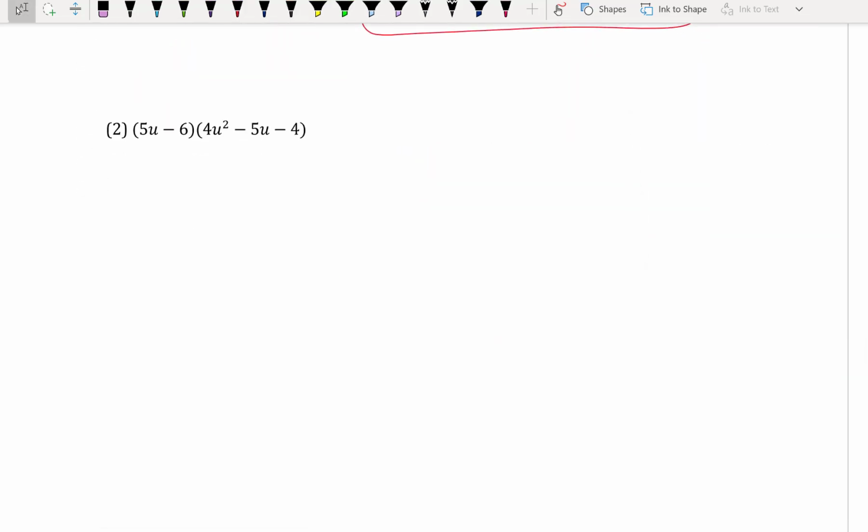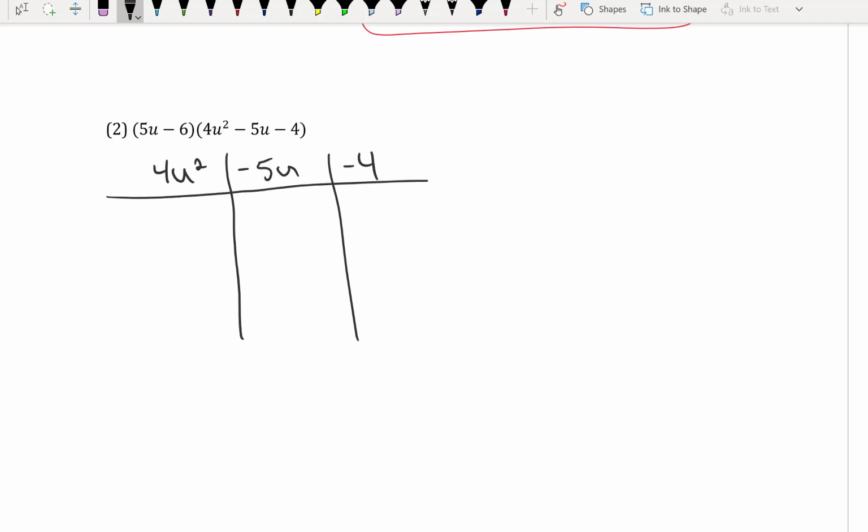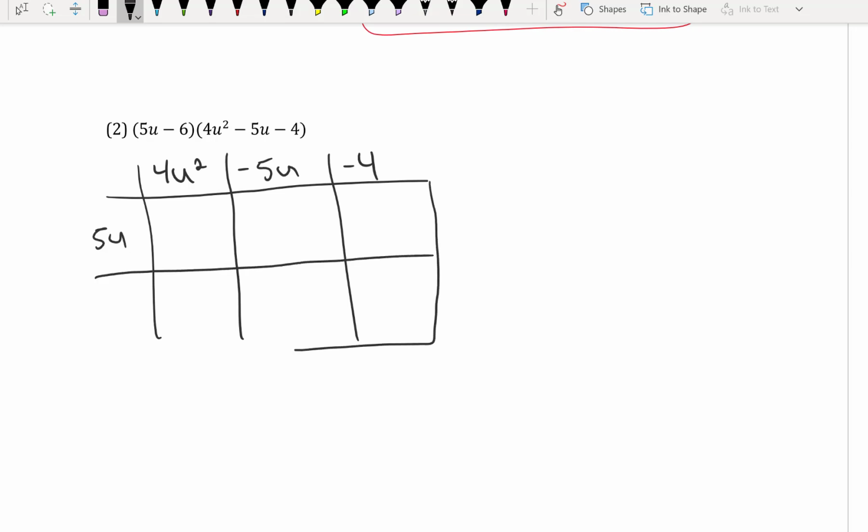And so I'm going to do the exact same thing with number 2. So I'm going to have going across my 4u squared, negative 5u, and a negative 4. And going down, I'm going to have my 5u, as well as my negative 6.